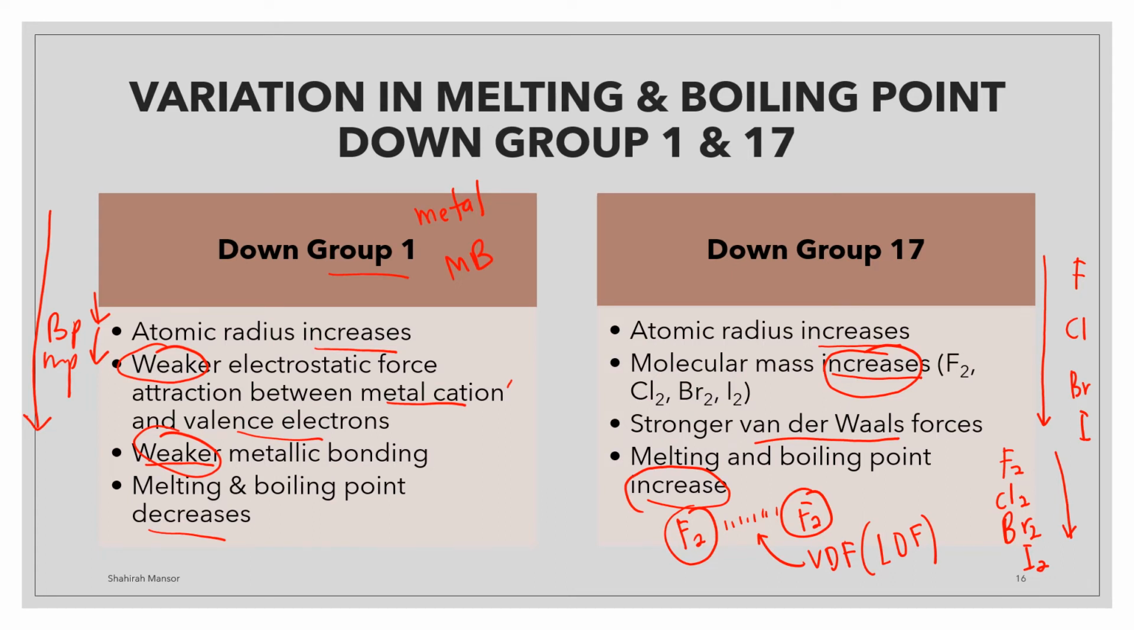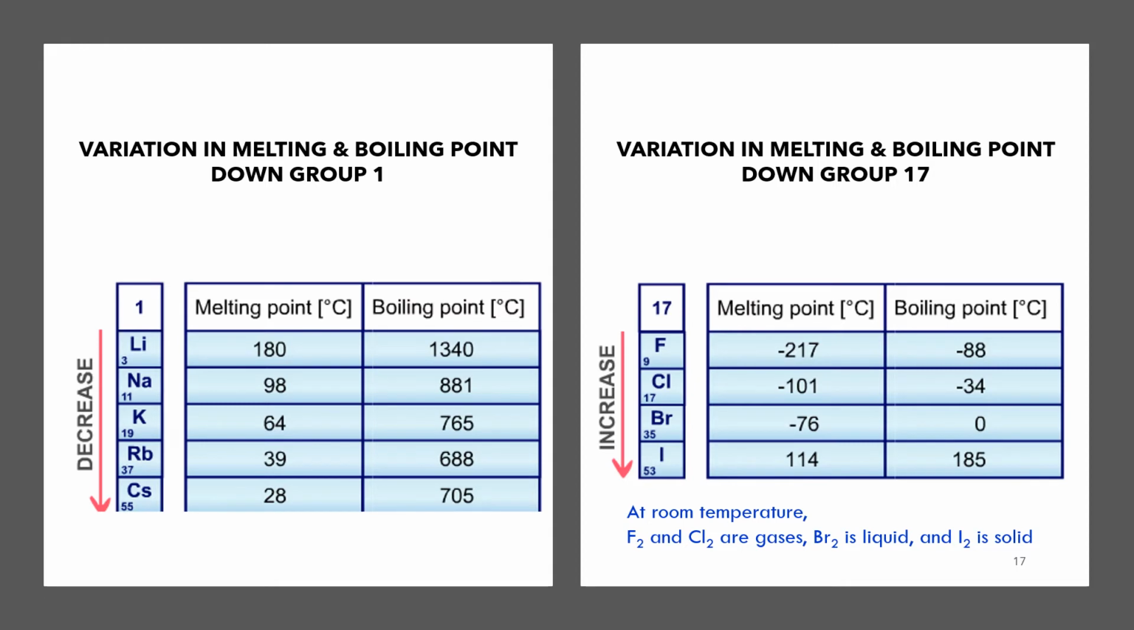So ini adalah perbezaan di antara variation of melting and boiling point untuk down group 1, okay, dan juga down group 17, di mana as we go down group 1, melting and boiling point will decrease, tetapi when we go down group 17, melting and boiling point will increase. So daripada apa yang kita bincangkan tadi, you boleh tengok daripada this example, okay, nilai of the melting and boiling point going down group 1 and group 17.